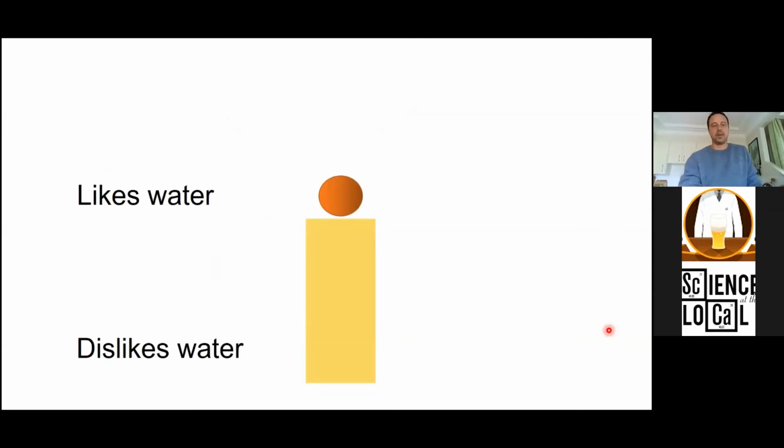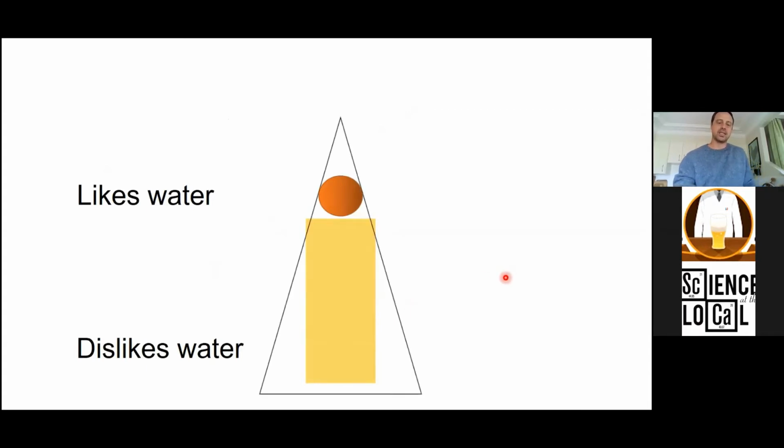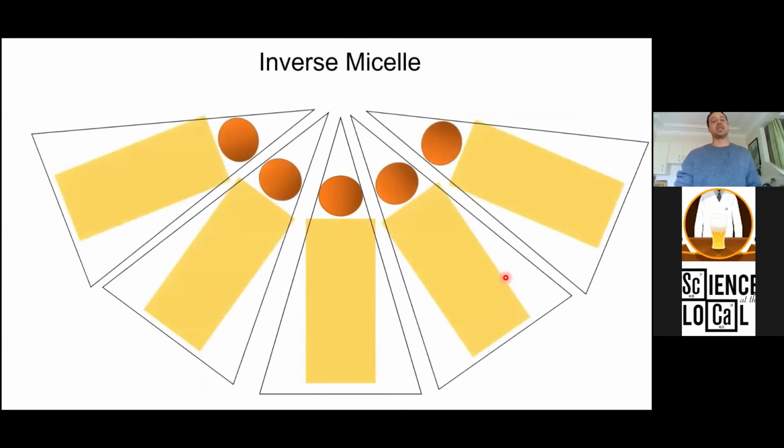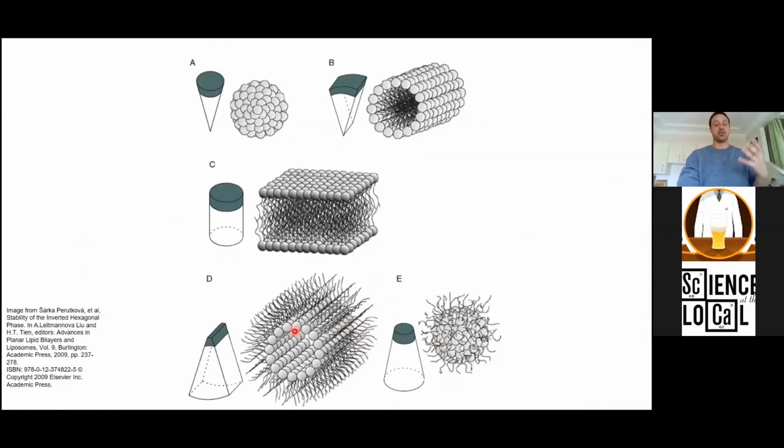What, however, if we have this detergent here, with the part that likes water quite small compared to the part that dislikes water? In that case, we get this other shape, and if you pack them together, we can get something called an inverse micelle, where the hydrophilic portions, the parts that like water, are in the middle, and the hydrophobic portions are all on the outside. That's called an inverse micelle. And so it depends on the shape of your detergent molecule how things form.